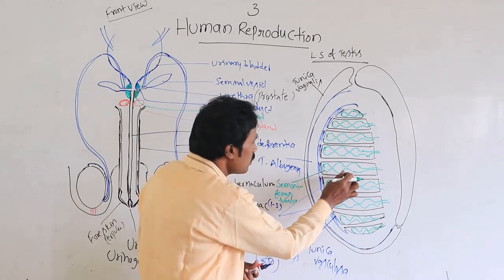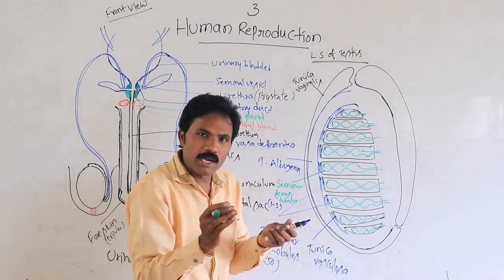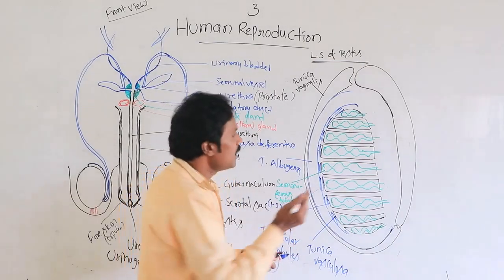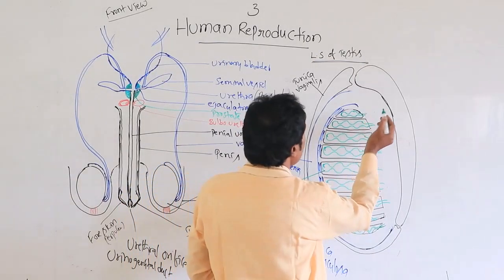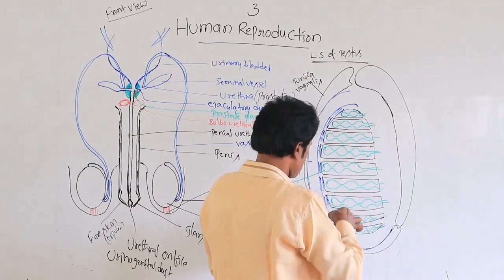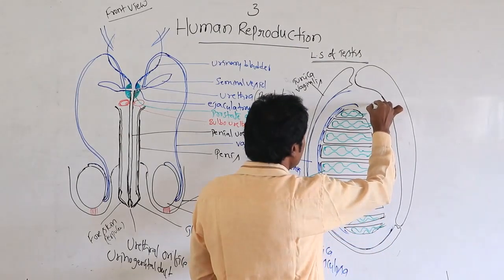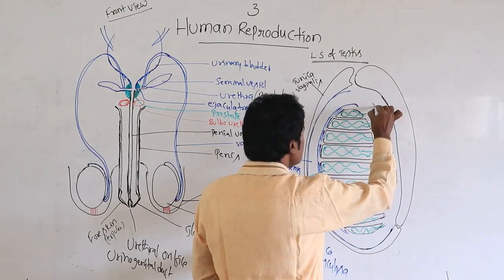Then the seminiferous tubules, with the help of the ductus recti, all get together and form the rete testis. All get together here, up to here, it will be present.